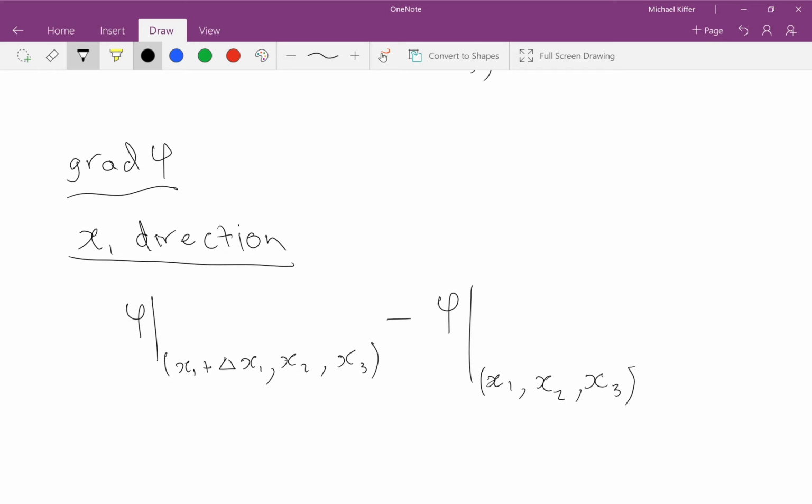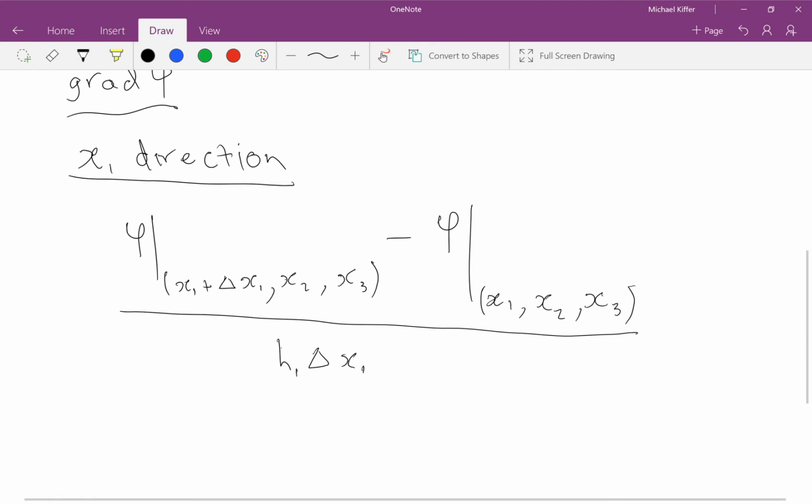And then we have to divide that by the length that we traveled. And that is going to be the length. We need to take into account that scale factor, h1 delta x1. Now, if you've done some calculus before, you'll realize that this is the definition of the partial derivative.